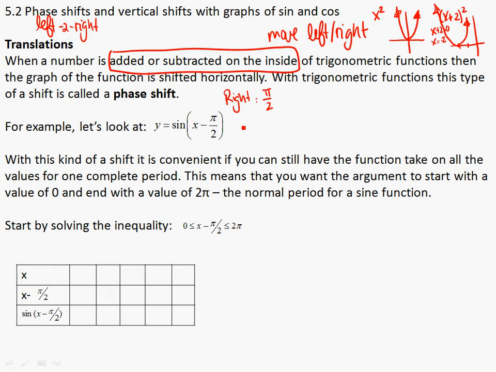So the idea here is that I still want the function to take on all the values for one complete period. So I would like to start with 0, right? The normal sine starts at 0 and ends at 2 pi. Is that right? Well, that's why you set this inequality up the way that you do. This is the normal start and finish, at 0 and at 2 pi. So what do you need to do? Well, you literally solve that thing. So let me solve it over here.